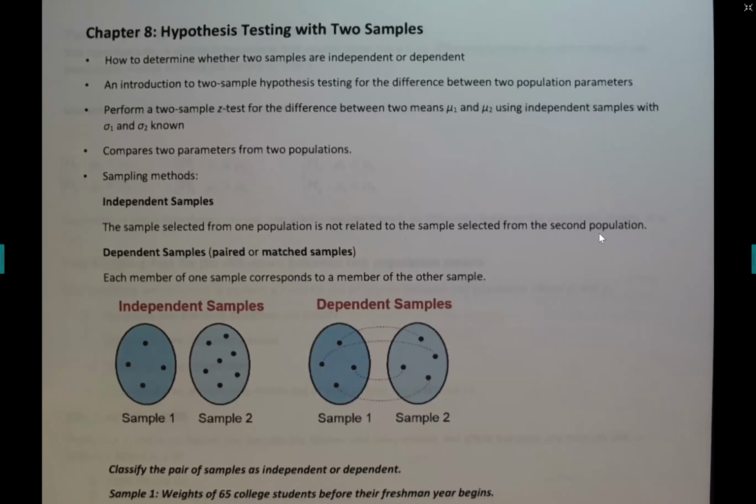For example, if someone makes a claim that men earn more money than women, you would need to collect the data from the men's salaries. You would need to collect data on the women's salaries and compare the two. And this is actually where most of the common hypothesis testing problems are.